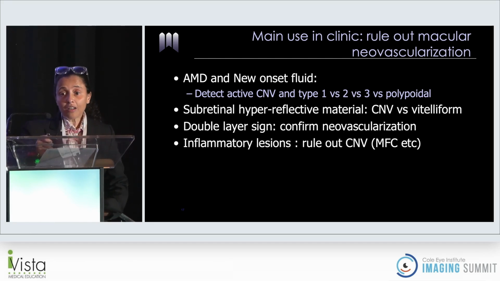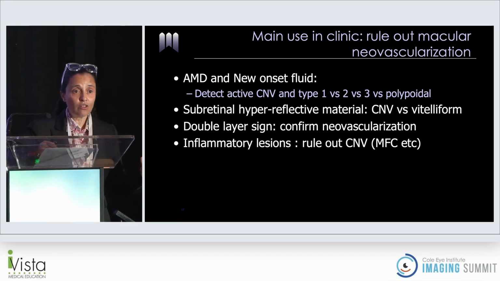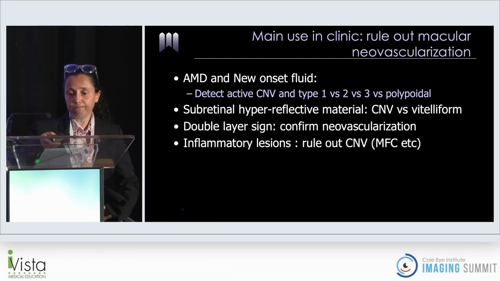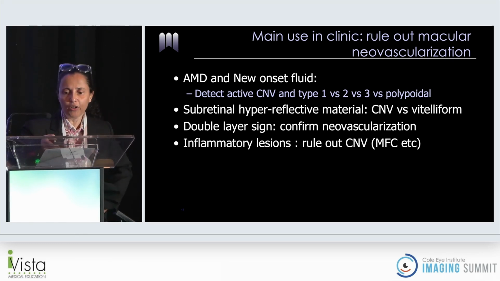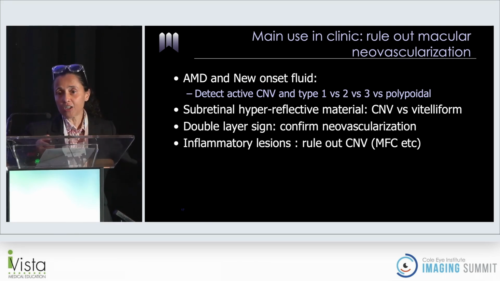So how do I use it in clinic? I think in AMD and when I'm trying to rule out macular neovascularization in any type of disease, so if it's inflammatory CNV, multifocal choroiditis, if I have a patient with a very thin separation of the RPE and Bruch's membrane, double layer sign, if there's subretinal hyperreflective material, I'm trying to figure out if it's a CNV or vitelliform.